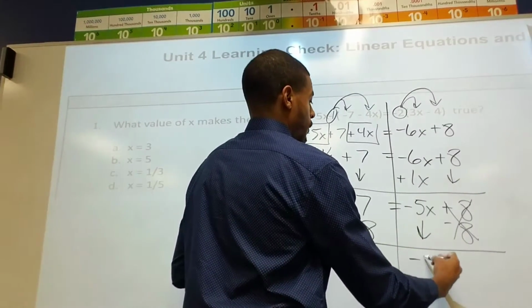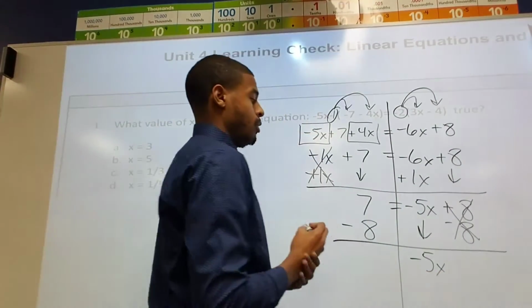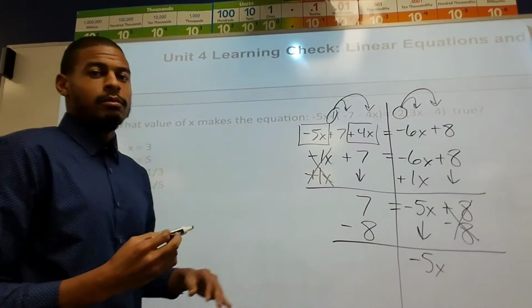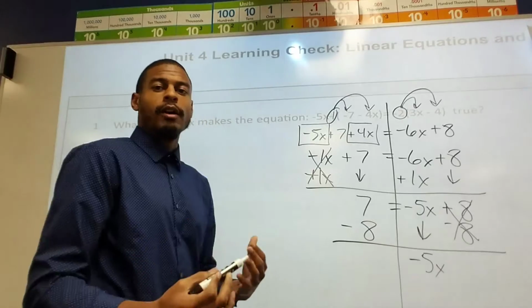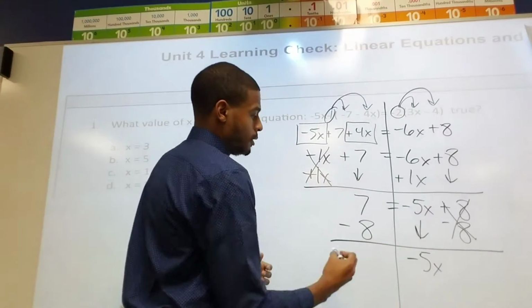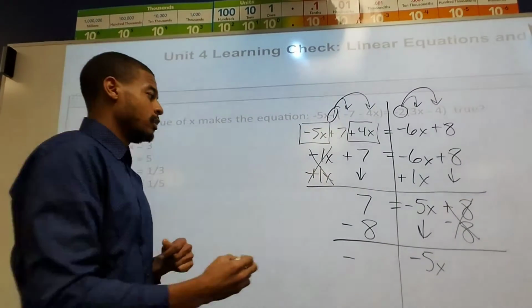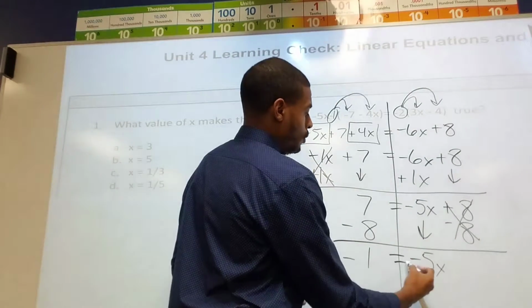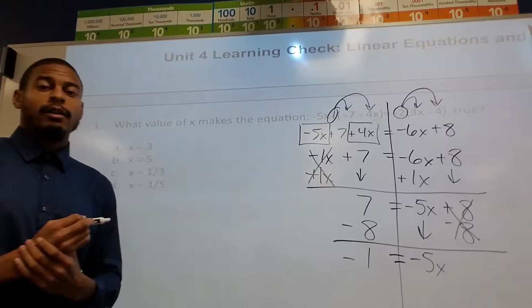The negative 5x is brought down, and I have 7 minus 8. Since I have more negative numbers, it's going to be a negative sign, and 8 minus 7 is 1, so it's going to be negative 1. So negative 1 is equal to negative 5x.